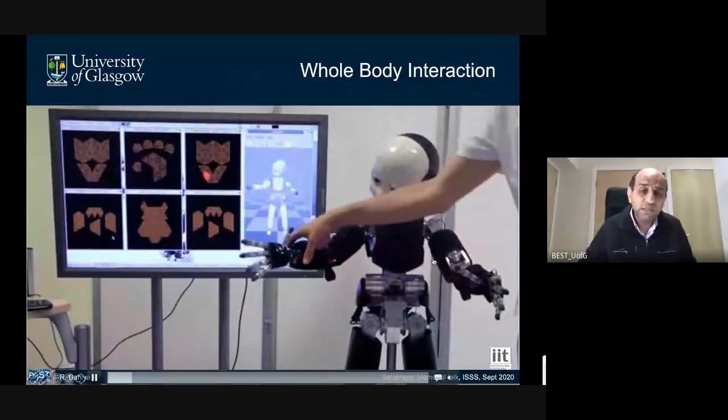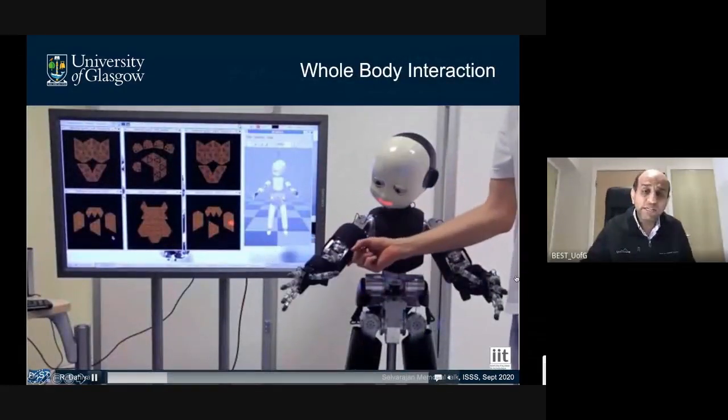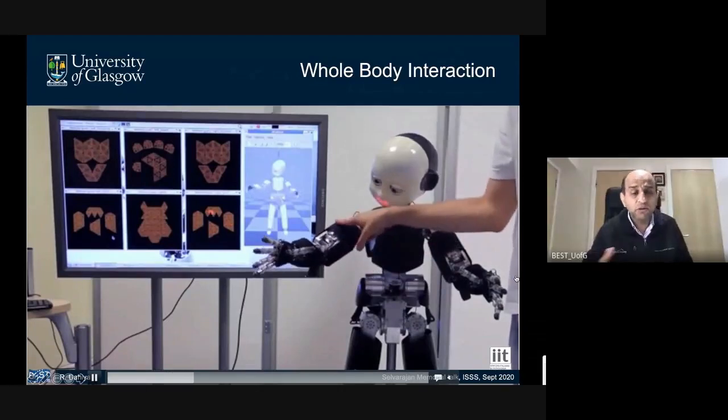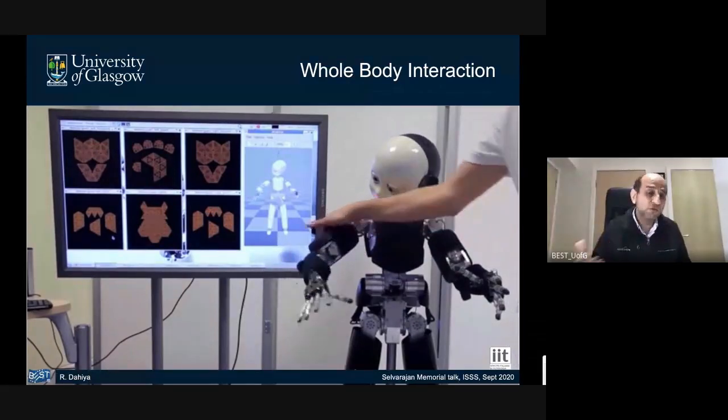And what it did to the field of robotics is, you can see here the touch-based interaction, multimodal interaction, touch and vision together, or touch and audio together.